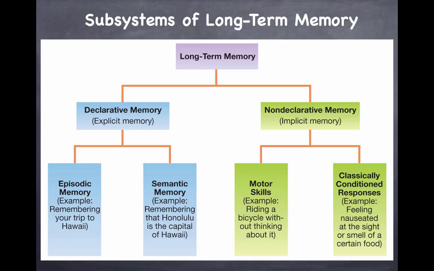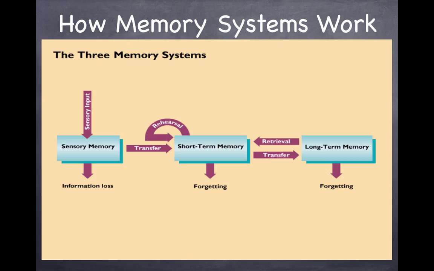Then lastly, looking at the system of memory and how it works, we can look at this image here and see that sensory information is brought to sensory memory, where we can have some information loss because we just didn't pay attention to it. What is paid attention to is transferred into short-term memory, where if we rehearse it, it can be transferred into long-term memory and therefore retrieved to access in short-term memory to be used.